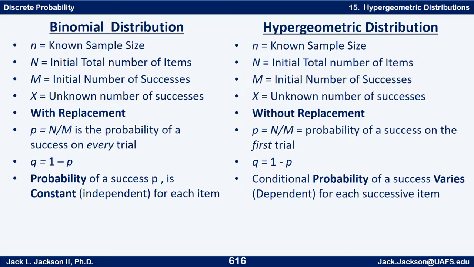But the difference is binomial is done with replacement, so that the probability of a success, which is capital M over capital N, that's upside down. All right, now that's better. That is the probability of a success on every trial. Q is 1 minus P. Well, over here, P equals M over N as well. But that's only the probability of success on the first trial. After that, the conditional probability of a success varies. So over here in binomial it's independent each time, and the probability of success is constant for all those conditional probabilities. They're independent.